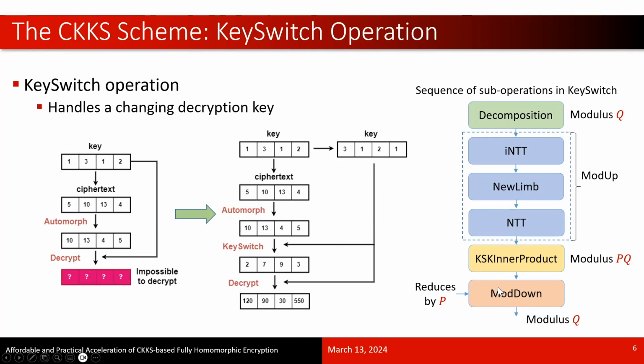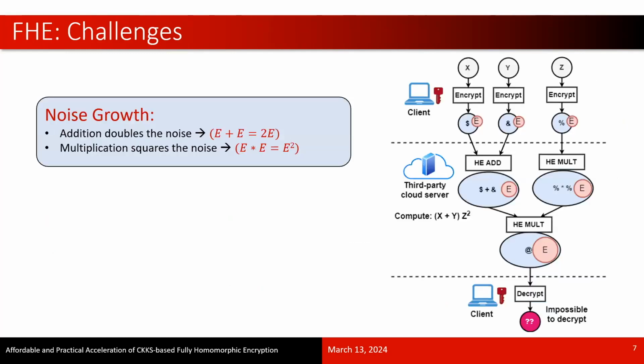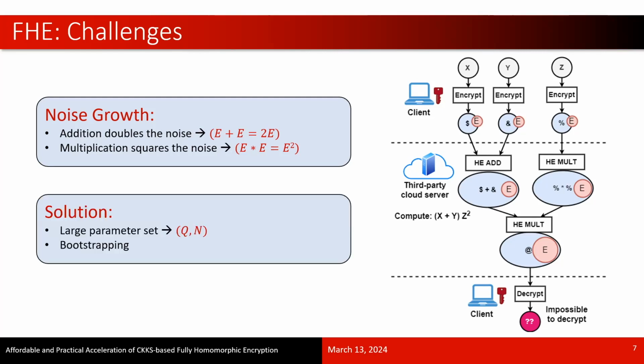So having understood these basic operations, let's look at some of the challenges with FHE-based computing. As we perform various homomorphic operations, the underlying noise, which was added during the encryption process, begins to grow. For example, add will double the noise and multiplication will square the noise. To tackle this noise growth and prevent the underlying data from getting corrupted, we need to use large parameters and perform an expensive operation known as bootstrapping.